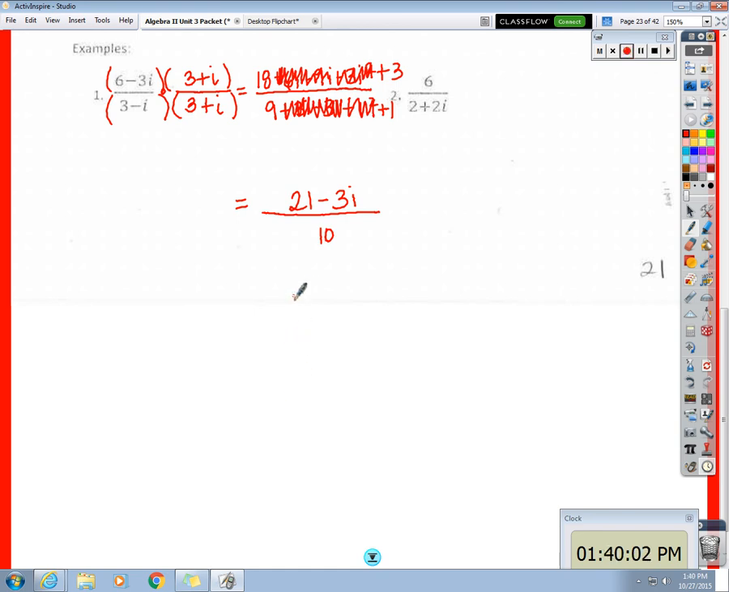You got to break it apart because you have to have your real part, which is 21 over 10, minus your complex number, which is 3 over 10i. That would be the answer for number 1. I normally try to circle or box in the final answer, and y'all need to do that as well on your paper.